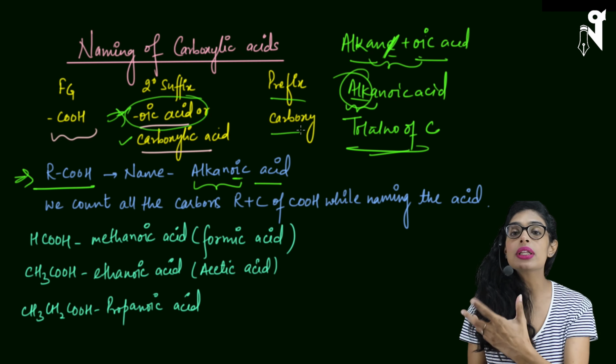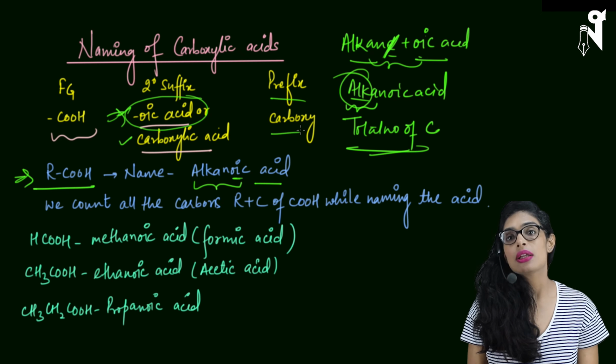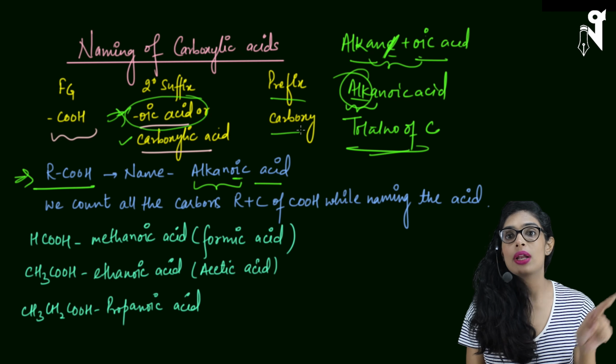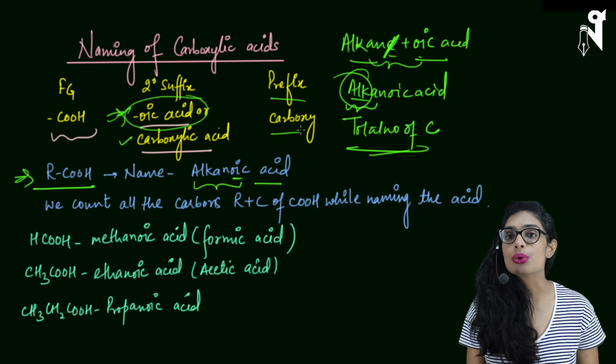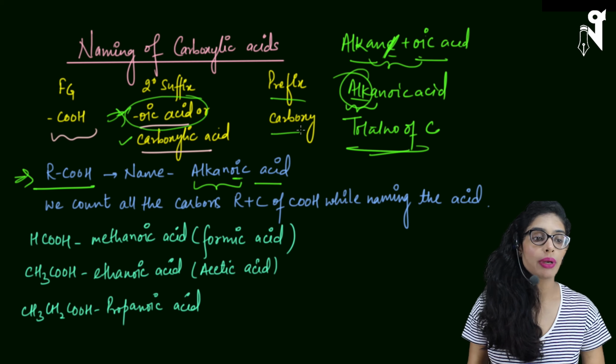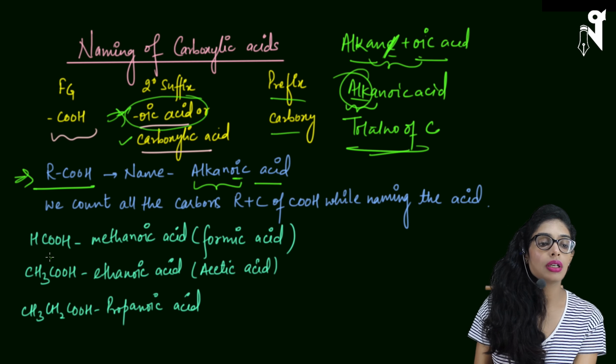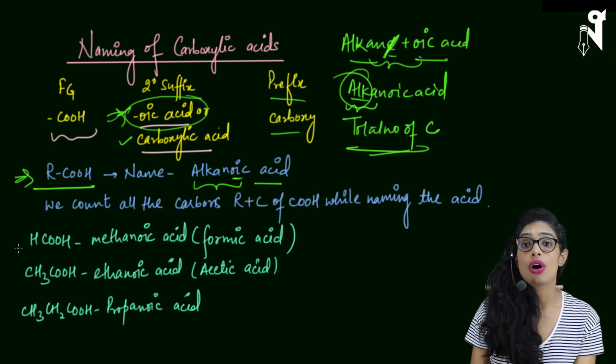We are not excluding the carbon of COOH, we are including the carbon of the COOH while we are calculating the word root, or while we are calculating the number of carbons and writing the word root. Okay, so let's see a few examples of carboxylic acid.